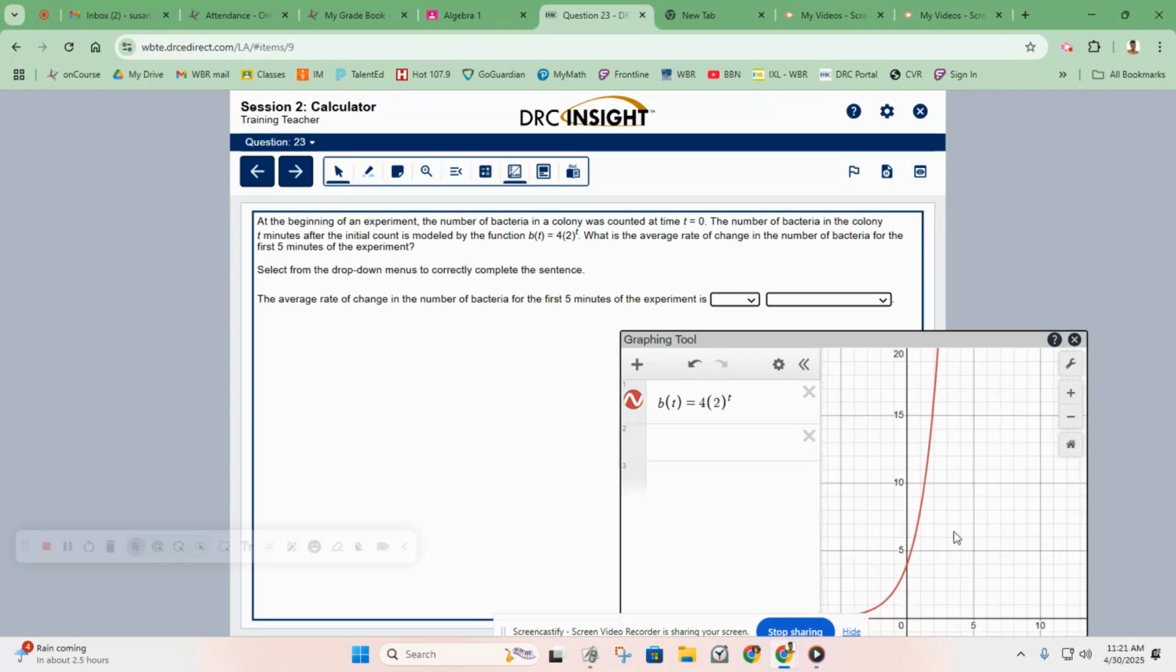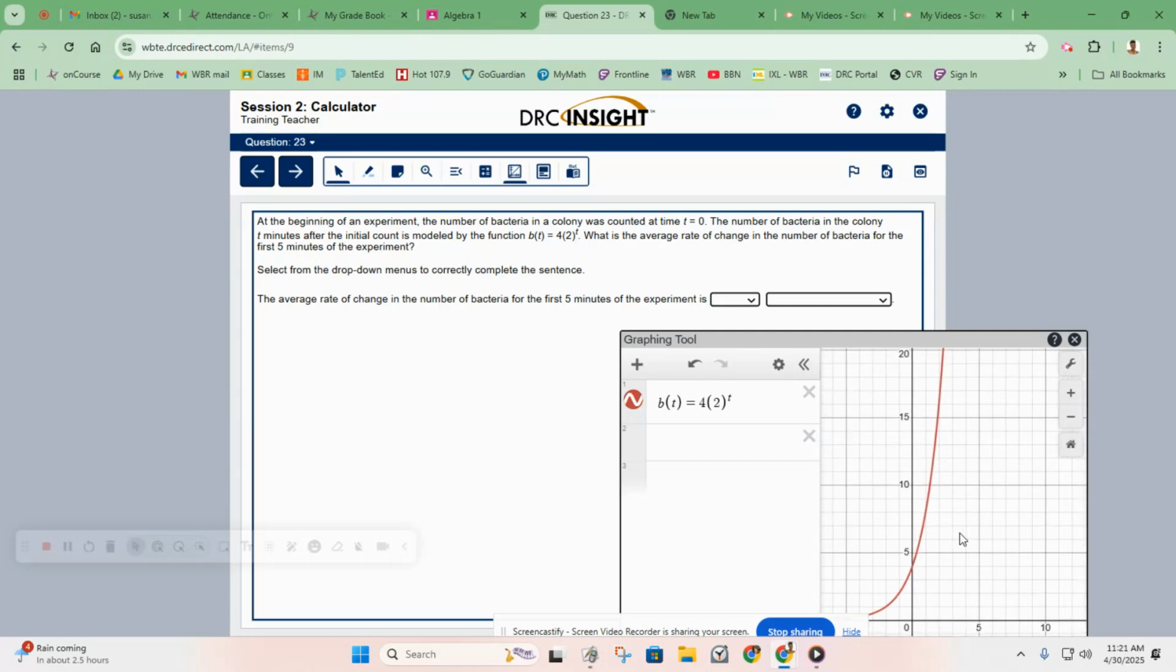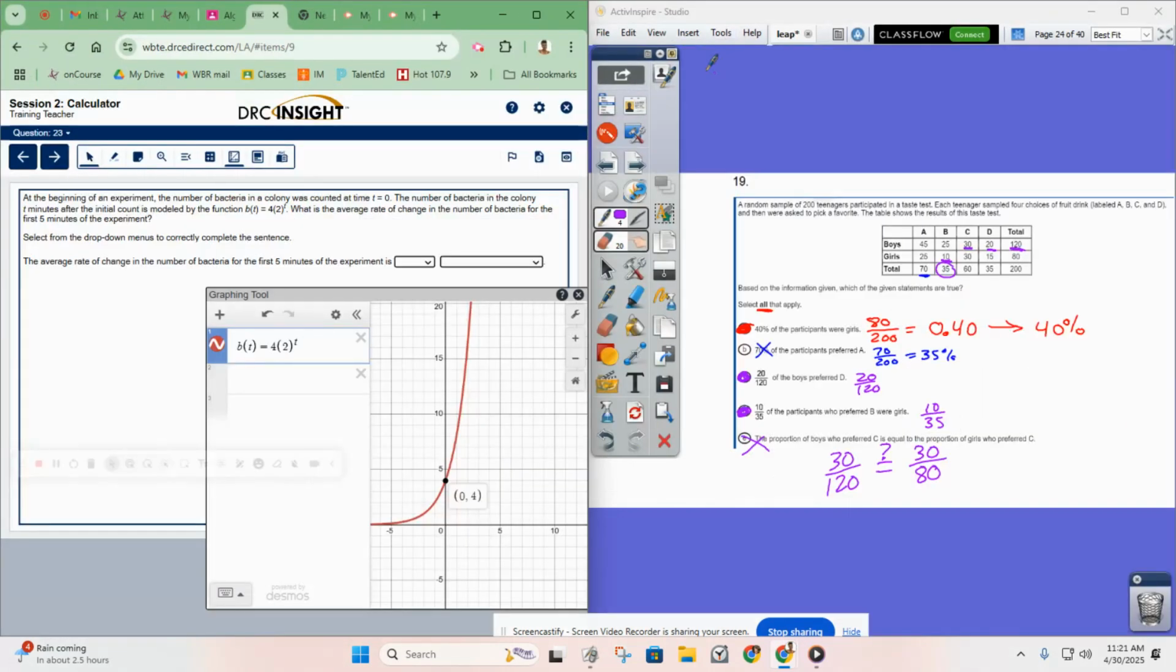You said rate of change is slope. Yeah, rate of change is slope. So from back here, it looks like it's asking about the rate of change for the first 5 seconds. So the first ordered pair it goes through is 0, 4. I'm actually going to split the screen and do this one because I do need to write for this one.